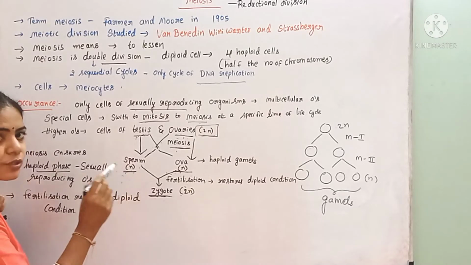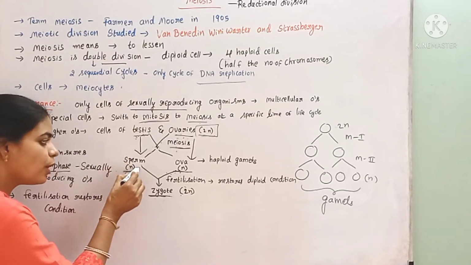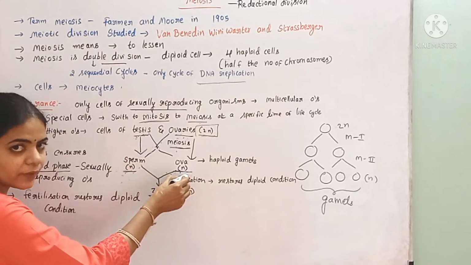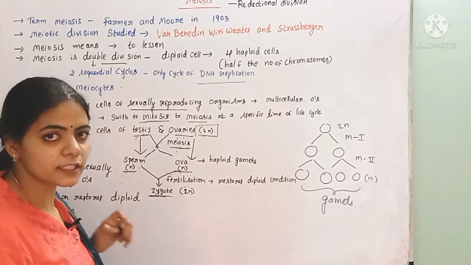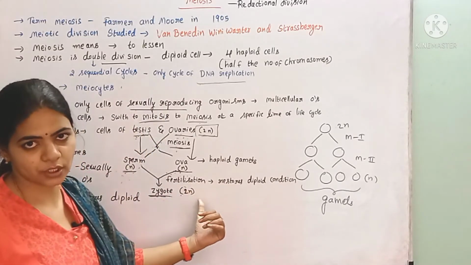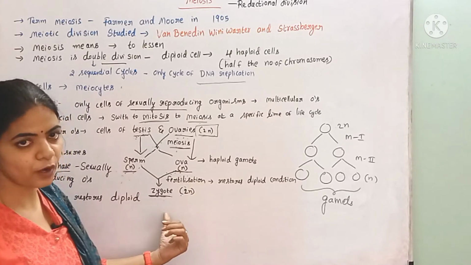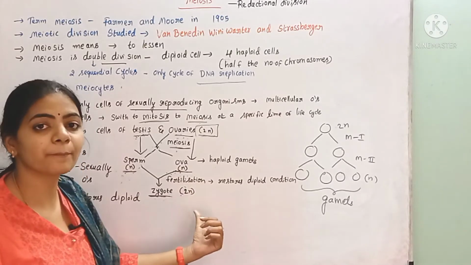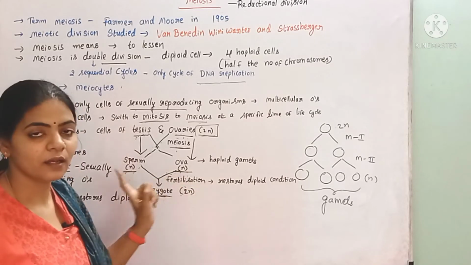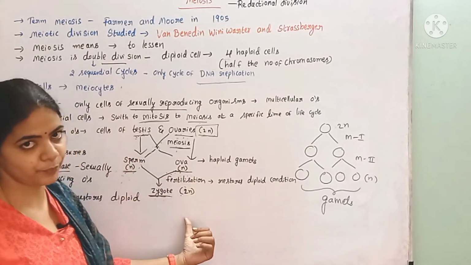After fertilization, what will happen? After sexual reproduction, what will happen? The sperm fuses with the ovum, right? The fusion of the male gamete with the female gamete is called fertilization. So after fertilization, what is the resulting cell? A zygote is formed. The zygote is in diploid condition. Of course, the fusing gametes are in the haploid condition, but the resulting cell is in the diploid condition.